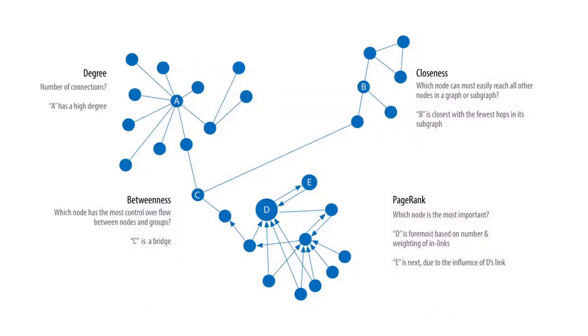So centrality algorithms are used to try and work out what are the important nodes in a graph, and there are lots of different ways of determining importance. It could be based on the number of connections, as in degree centrality, or perhaps it's just which node is the most easily reachable within a graph or subgraph. Or perhaps what we're interested in is finding which node has the most control over flow in a graph. Or perhaps it's the transitive importance of a node that's important to us. So let's go through those one by one.